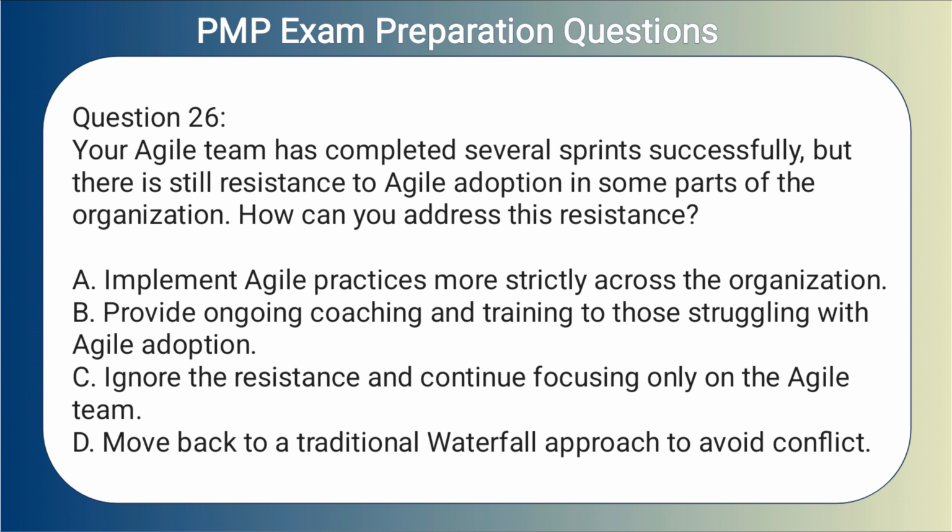A. Implement Agile practices more strictly across the organization. B. Provide ongoing coaching and training to those struggling with Agile adoption. C. Ignore the resistance and continue focusing only on the Agile team. D. Move back to a traditional waterfall approach to avoid conflict.